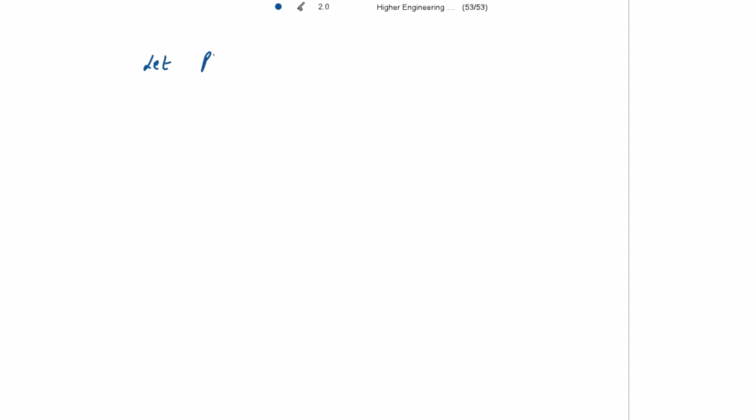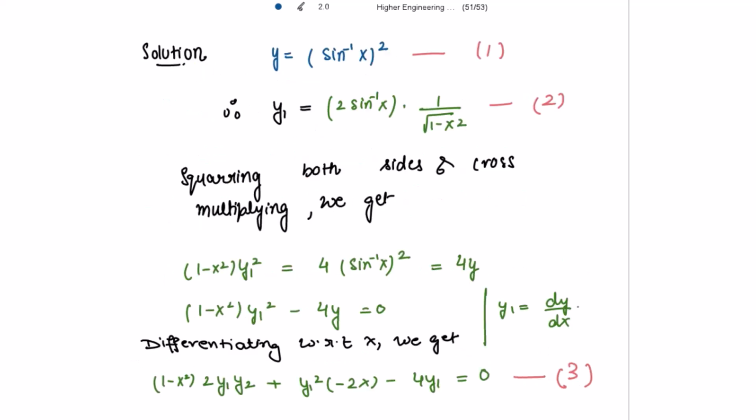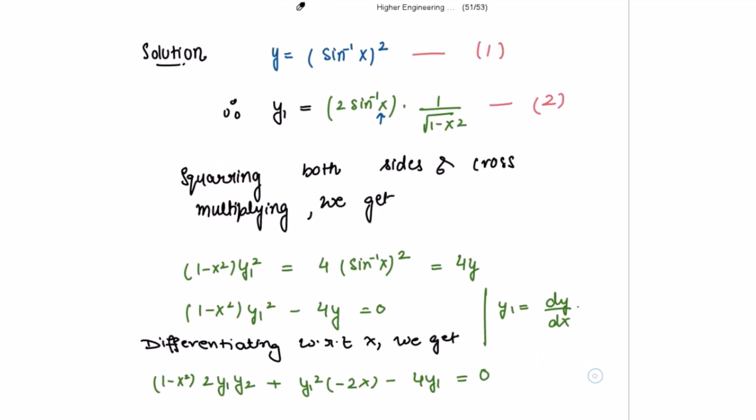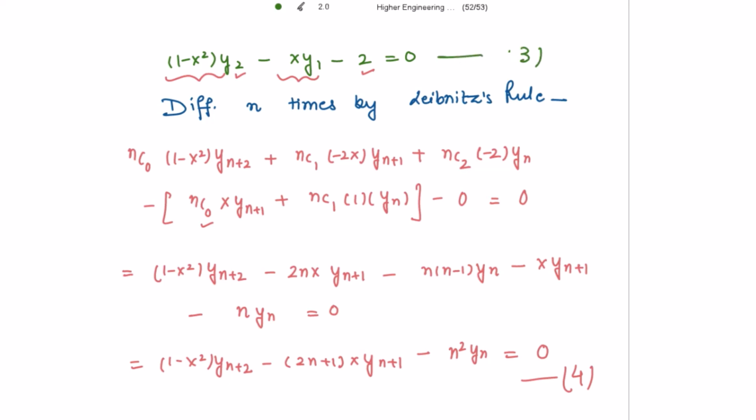So let's put x equal to 0 in equation 1. That is the given equation. So we get y0 equal to, putting x equal to 0 over here, sine inverse 0, that is 0. So this is 0. Now let's put x equal to 0 in equation 2. From here, y10 equal to, putting x equal to 0 over here, we get 0. Again, this term is 0. So y10 is also equal to 0. Similarly, we need to put x equal to 0 in equation 3. Sorry, this must be your third equation. Please mark this as your third equation.